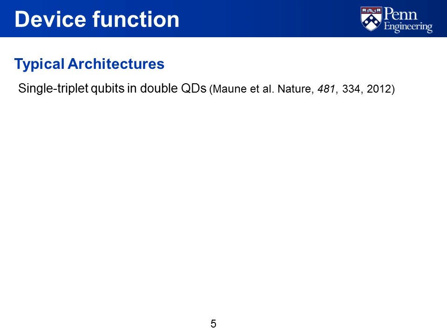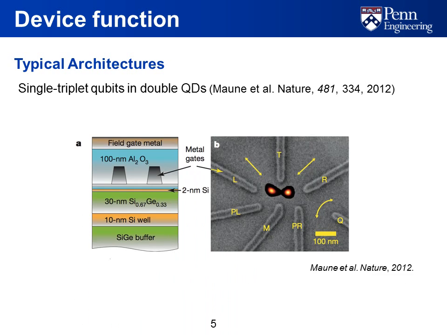Another typical architecture involves singlet-triplet qubits in double quantum dots, reported one year later. Now it has two quantum dots controlled by several gates as shown in this picture of the device structure. Electrons can be loaded into the quantum dot from two reservoirs as the straight arrows indicate, and the quantum state is dominated by the occupation of the two quantum dots. For example, the 1-1 state in this case means each quantum dot has one electron.